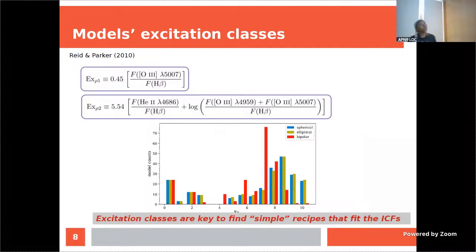Then what you use is this classification for the excitation, the high excitation models and the low excitation ones. And we see in this distribution, based on our models, not on this paper, this is the way our models are distributed more or less. So most of the models are in high excitation, and as I said, this is important to fit much simpler recipes.